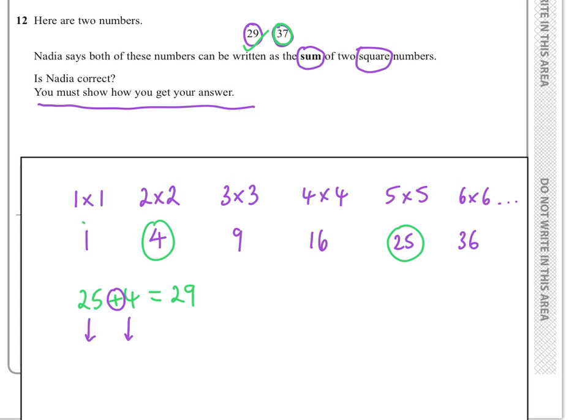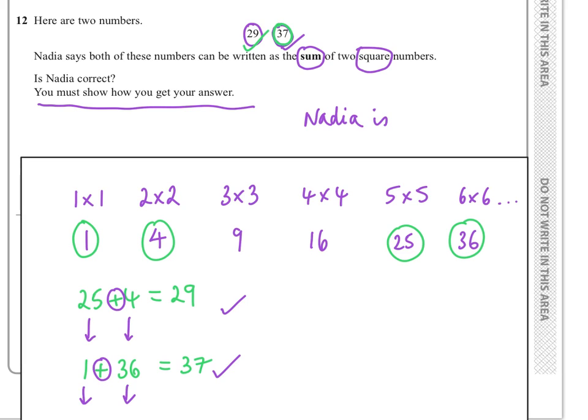Well, you can. You can do 1 and 36. So 1 and 36 makes 37. Again, that's a sum of two square numbers. So yes, Nadia is correct. And we've shown our workings very clearly as well. So just say yes, Nadia is correct.